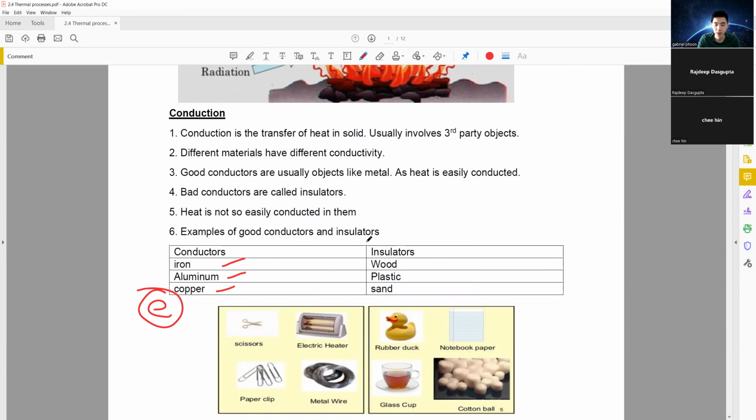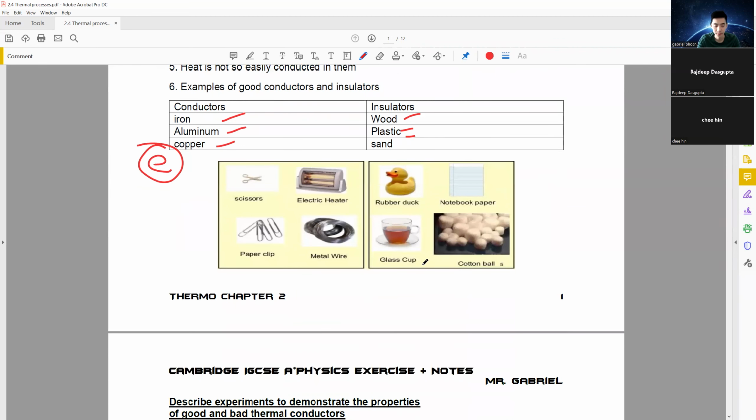Then, of course, insulators are things that do not transfer heat, right? For example, wood, plastic, and sand. All these kinds of things are generally things that do not transfer heat easily, right? But they will still have electrons, just that the electrons are embedded into them already. They don't have free moving electrons here, guys. Wood, plastic, sand, rubber, glass, wool, all these kinds of things are generally considered good insulators, right?